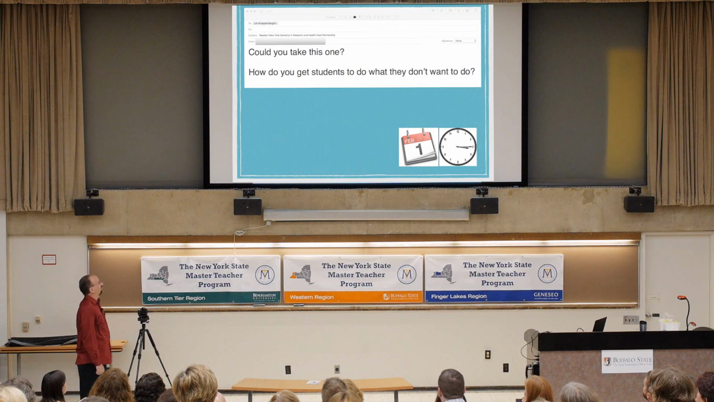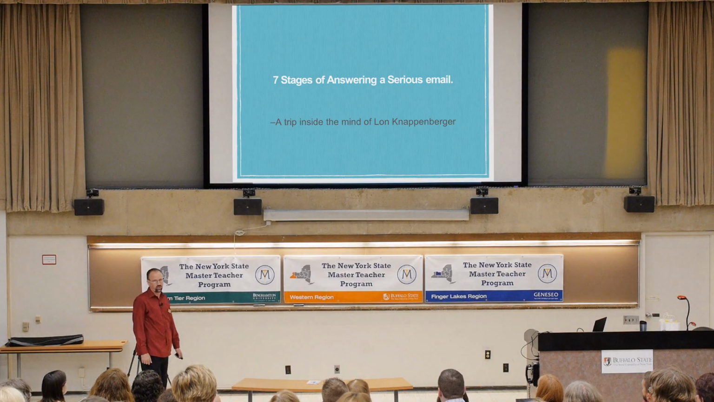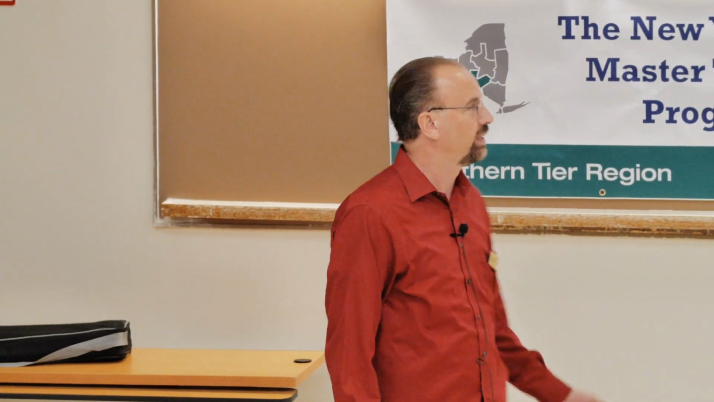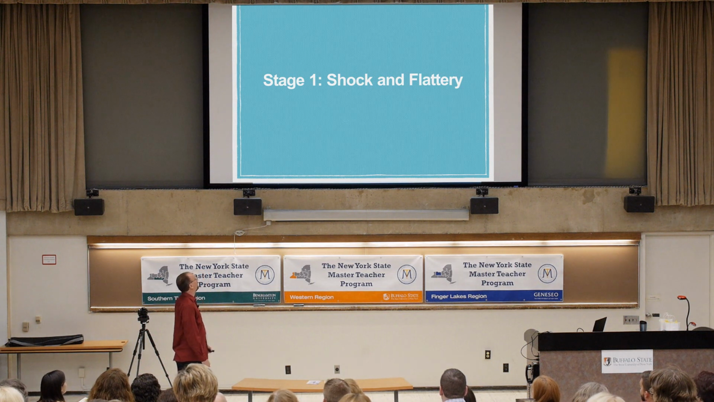So on February 1st, 2017, at about 3:15 p.m., I received this email forwarded to me by the group that somebody asked them, how do you get students to do what they don't want to do? I instantly spiraled into what I like to call the 7 stages of answering a serious email. Stage 1 is shock and flattery.